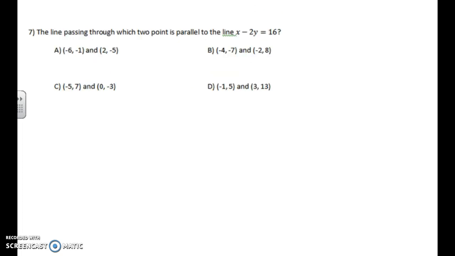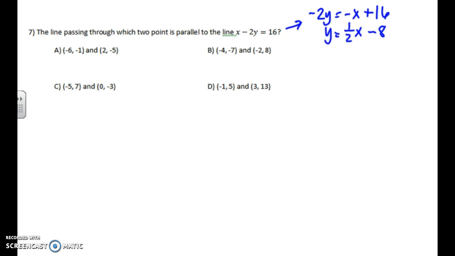Same thing here, but instead the line passing through which 2 points is parallel to the line. So you have to take a minute and you're going to find all your slopes for these until your slope matches this one. So first thing you have to do is find your slope of the original equation. So hit pause, find that slope, and then calculate the slopes of A, B, C, and D. So first thing you see is that I found the slope, or I rearranged the equation. The slope of this one's going to be 1/2. So now we're searching for which of the points comes up to produce a slope of 1/2.